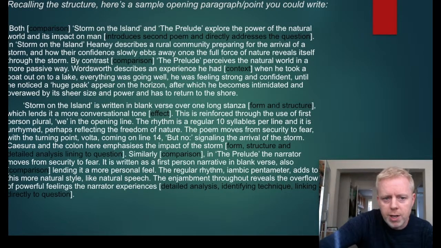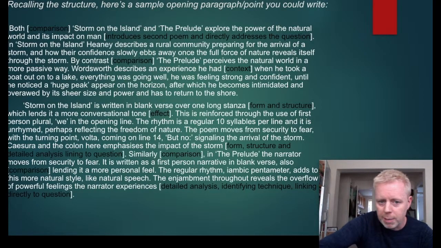So recalling the structure, here's a sample opening paragraph, and I think I'll have focused on structure and form here. Okay, both, look at the comparative connective there straight away. Both Storm on the Island and the Prelude explore the power of the natural world and its impact on man. In Storm on the Island, Heaney describes a rural community preparing for the arrival of a storm, and how their confidence slowly ebbs away once the full force of nature reveals itself through the storm.